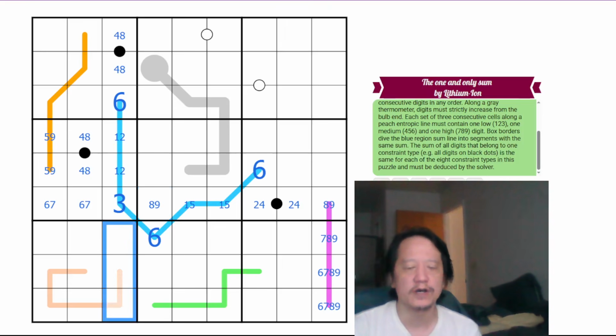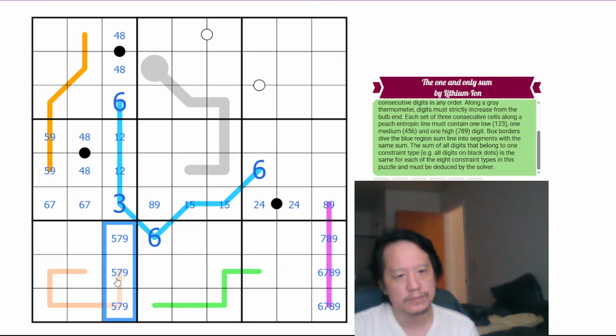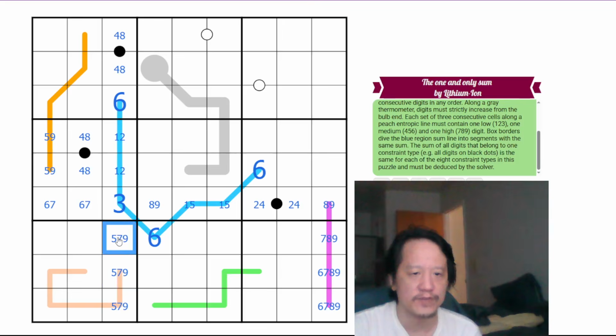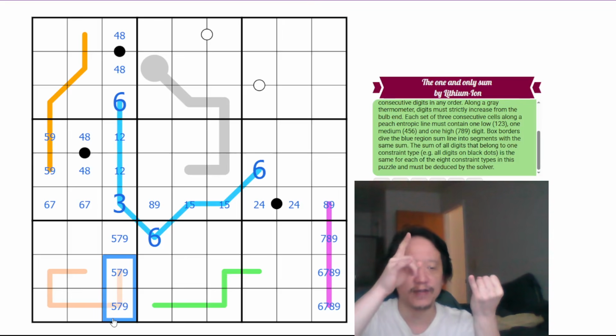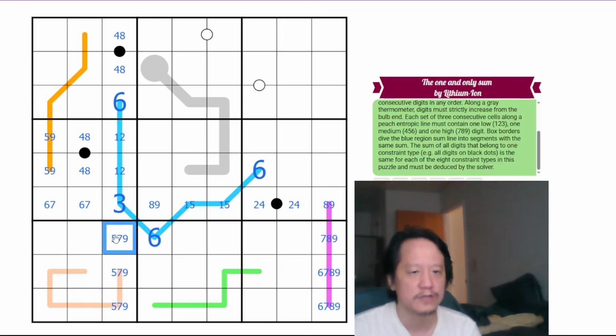Remaining digits of column 3 are 5, 7, 9. Well, for every 3 digits on the entropic line, you have to have 1 medium, 1 low, and 1 high. If this were 5, this would force us to be 7, 9, and 7, 9, or 7, 9 in some order, which would be 2 high digits next to each other. So we don't have 1 low, 1 medium, and 1 high in this set of 3 if that were the case. So this cannot be 5. It's definitely a high digit.